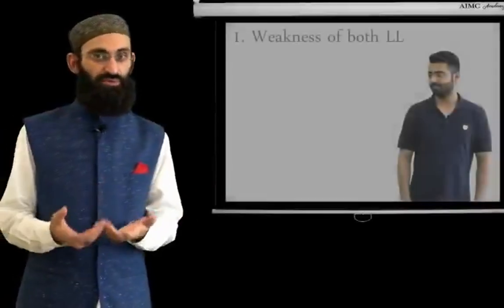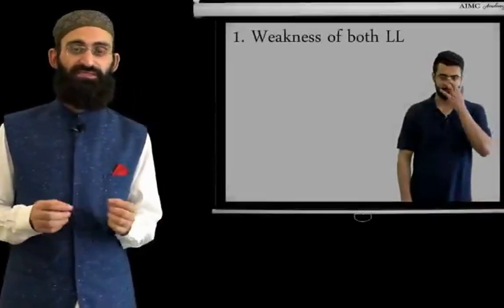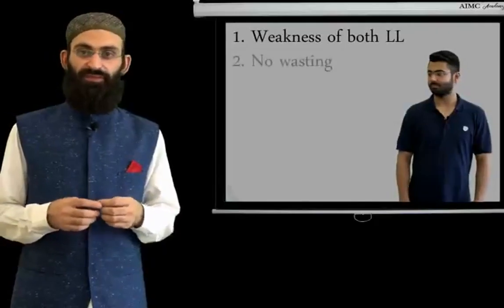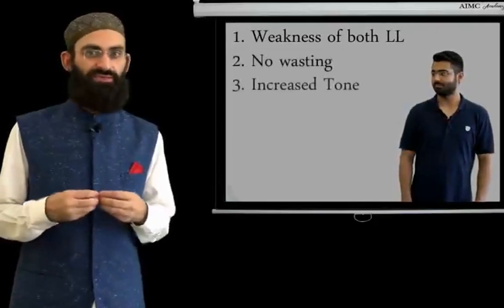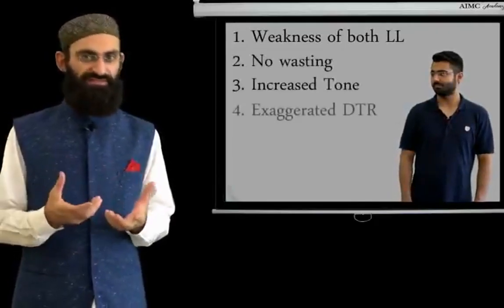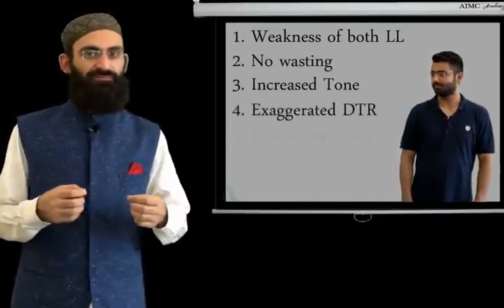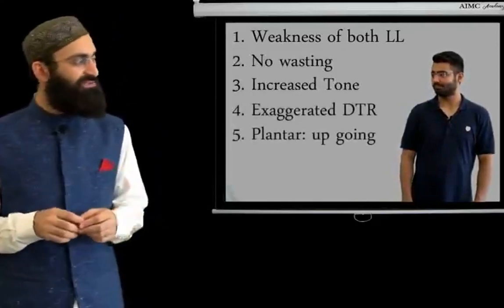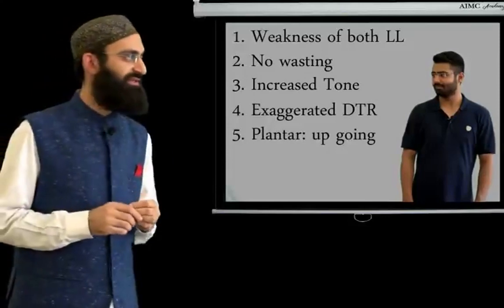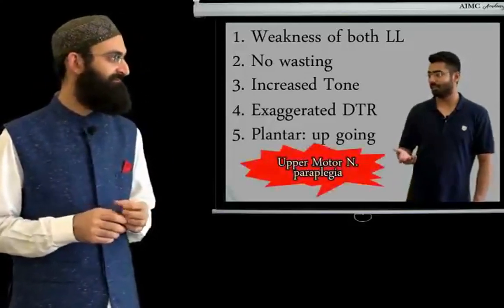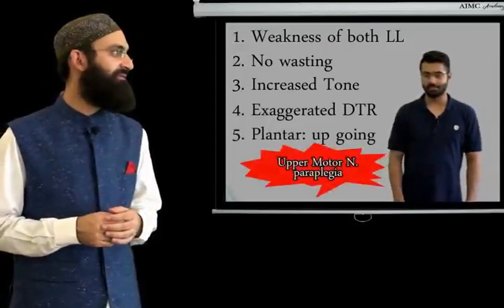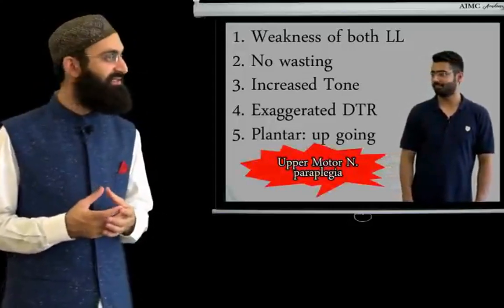So here is another patient who has presented again with weakness of both lower limbs, but this time there is no wasting, tone is increased, deep tendon reflexes are exaggerated and plantars are upgoing. So Danish, what is the lesion? Upper motor neuron type paraplegia or spastic paraplegia. And where is the lesion?